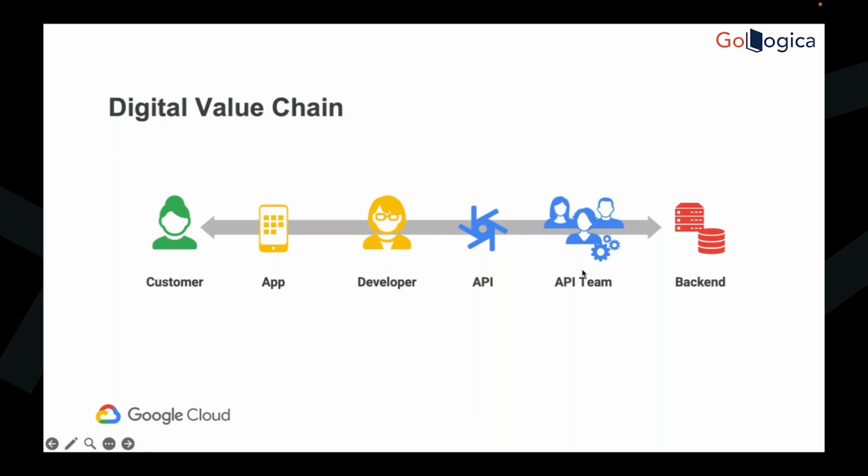So they are adding a value, correct? The API team adds certain value, then the API gateway, Apigee, adds certain value, then the developer adds value, the app adds value, and finally it is delivered to the customer. We call it a digital value chain, because they form a chain to deliver value in a digital application, and this digital value chain provides a connected experience.